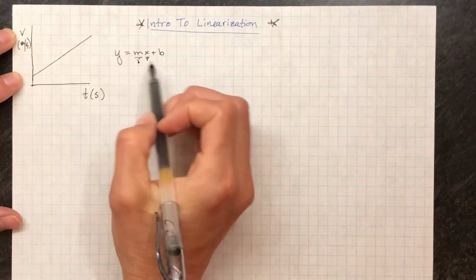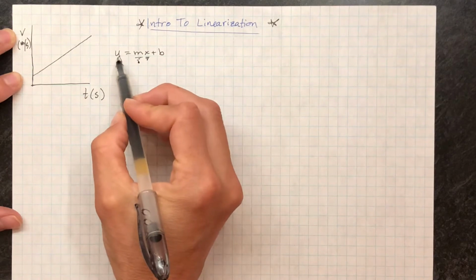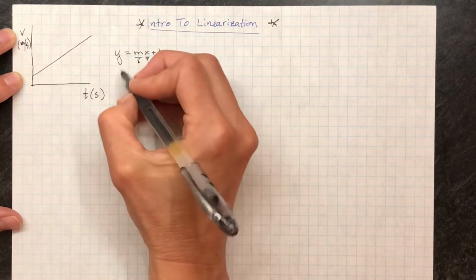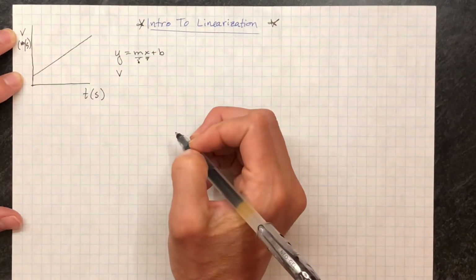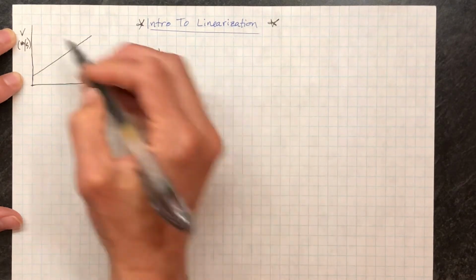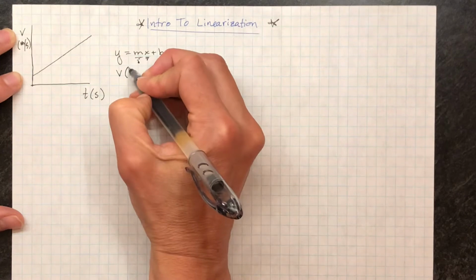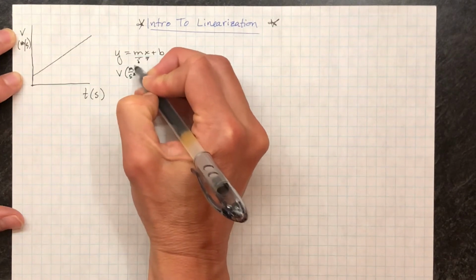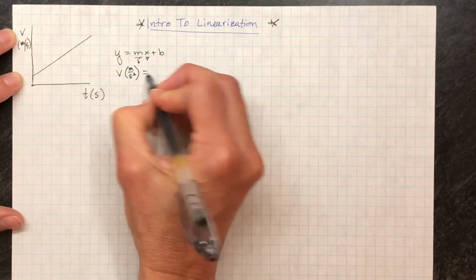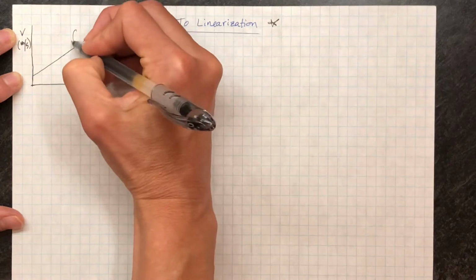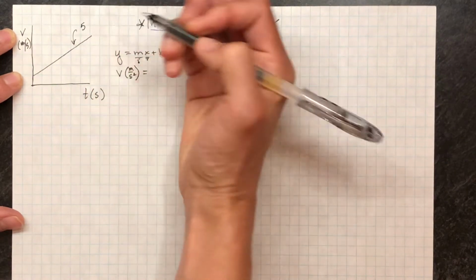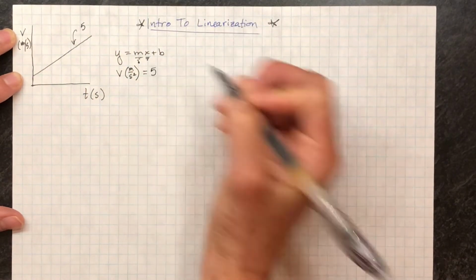If we were to write this equation in physics class, instead of having a y here, we're going to use a v because that's the variable that we're using. So we're going to replace the y with whatever's on our y-axis. And then we're also going to include the units. So we're going to put the units in parentheses behind our variable. Then we're going to put our slope in. So let's say that our slope here is 5. We're going to put that number in there.